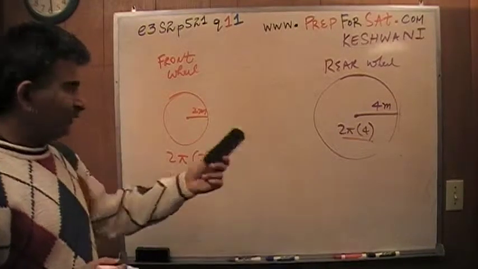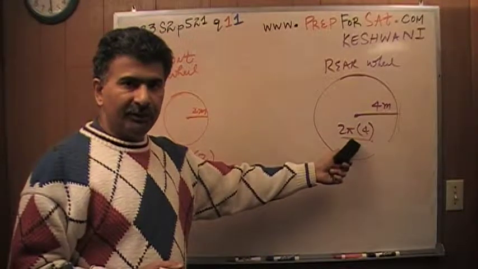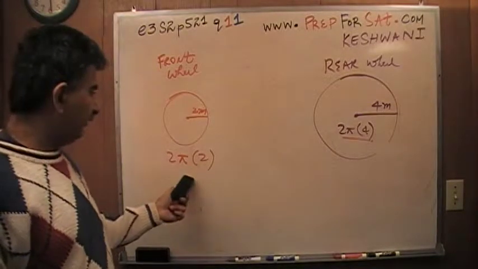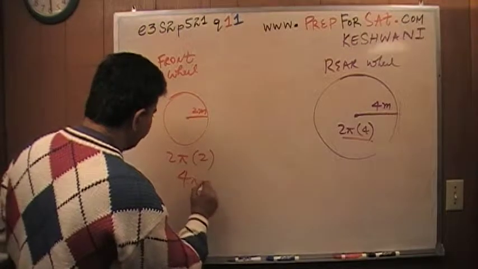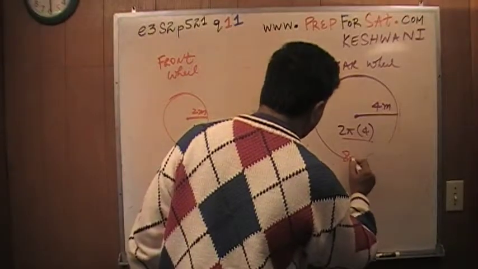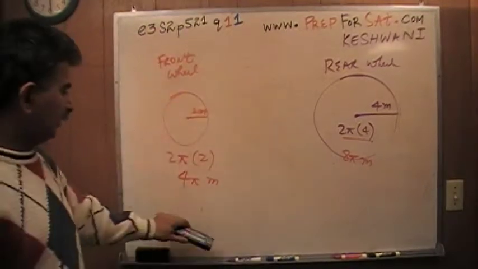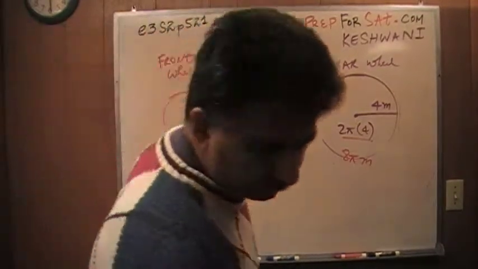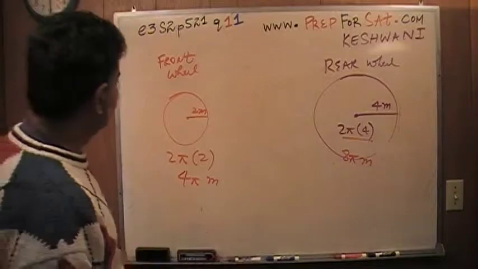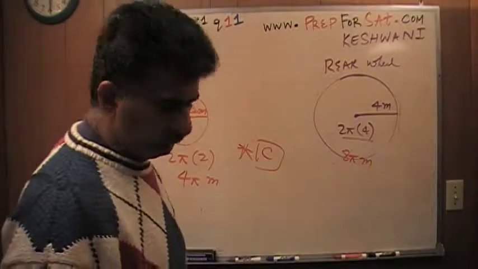So if she's traveling the same amount of distance, let's say 1 mile, in the 1 mile, however many revolutions that this tire is going to make, this tire will have to make twice as many revolutions, because it has half as much circumference. So for a given distance, it's going to have to rotate twice as many times. The answer is 2. Answer is C. That's all. Pretty simple, pretty straightforward.